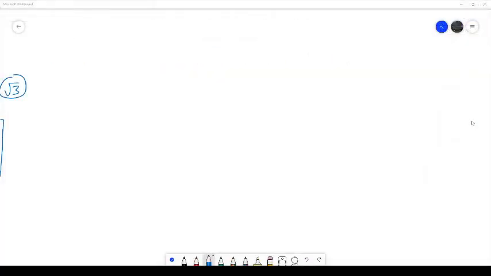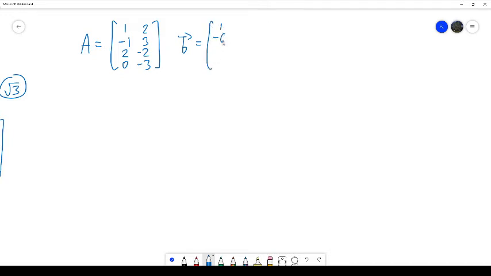So let's start with our A matrix, which is 1, 2, negative 1, 3, 2, negative 2, and 0, negative 3. And our B vector is 1, negative 6, 8, 3.